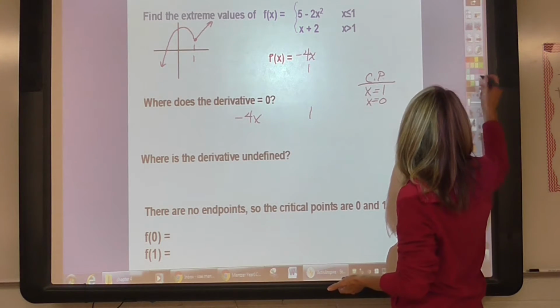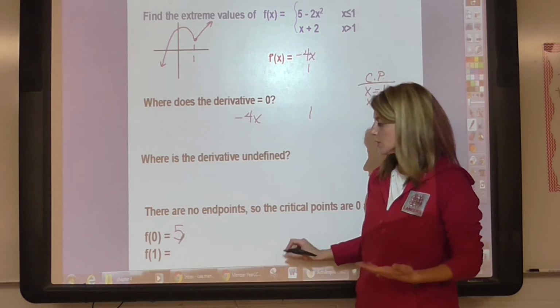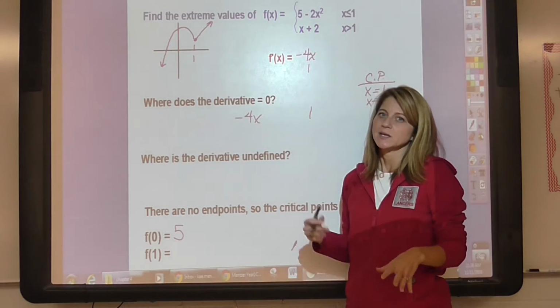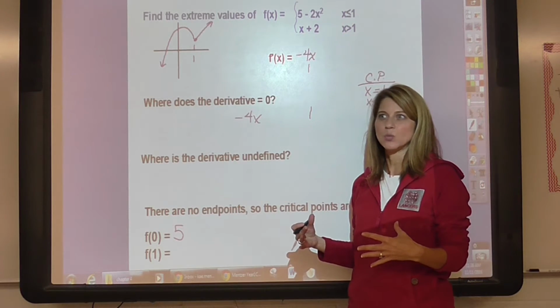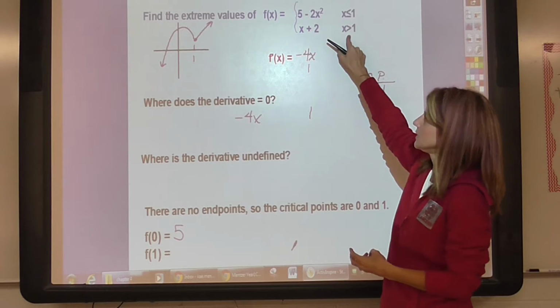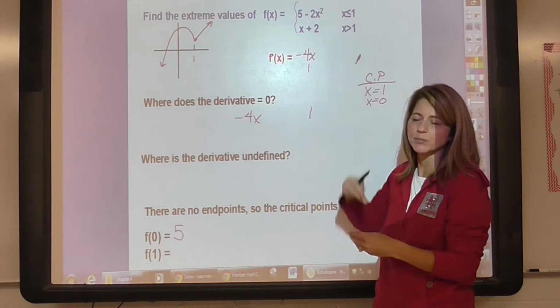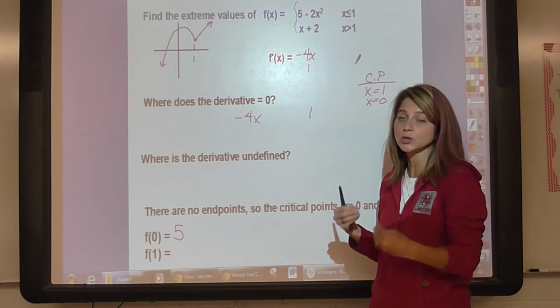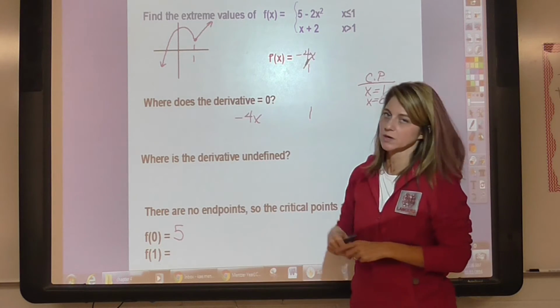Oops. You'd think by now I'd know that, right? Okay, so now we're going to test 1. Now you've got to be careful on this one, right? Because 1 is listed in both places, but 1 is not included here. So I'm putting 1 into the first function because it is in that domain. It includes the 1. So 5 minus 2 times 1 squared.